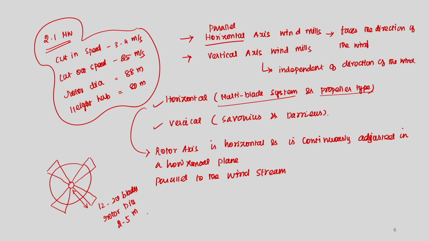And also if you see the major components of this particular multi-blade horizontal axis wind machine, it is the rotor component which consists of blades, and then the windmill head, tail vane, and then the transmission system.